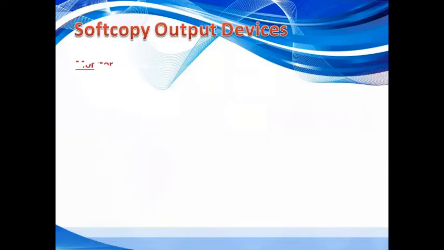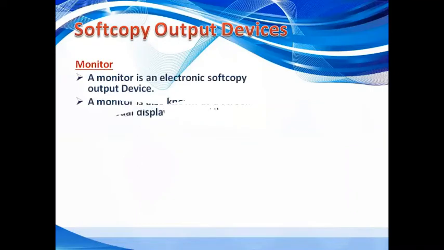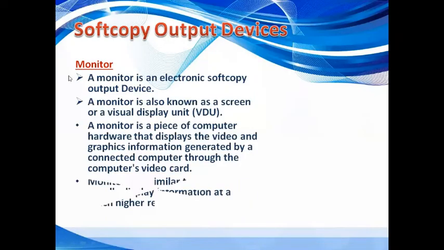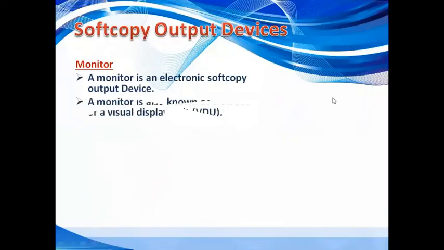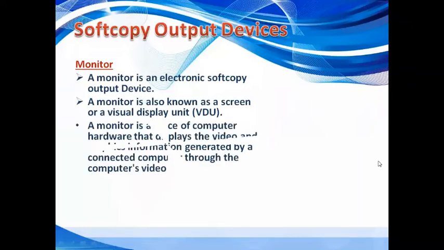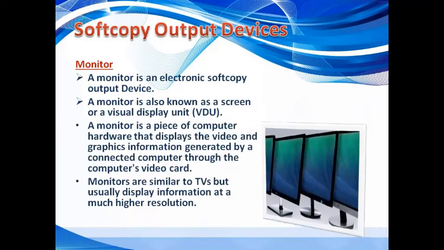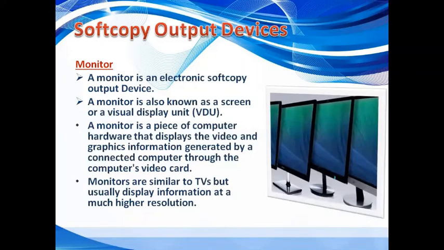Now, soft copy output devices. The most common soft copy output device is the monitor. A monitor is an electronic soft copy output device which is used to display your result, information, and output on the screen. A monitor is also known as a screen or a visual display unit, VDU. So a monitor is sometimes called a VDU and a screen.